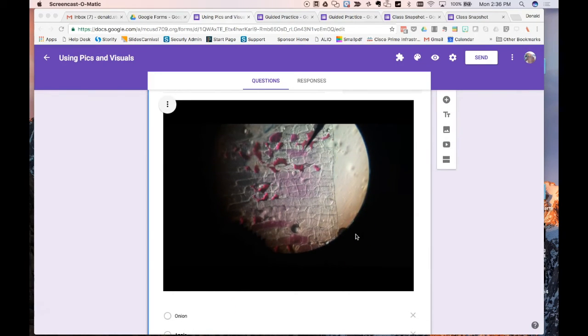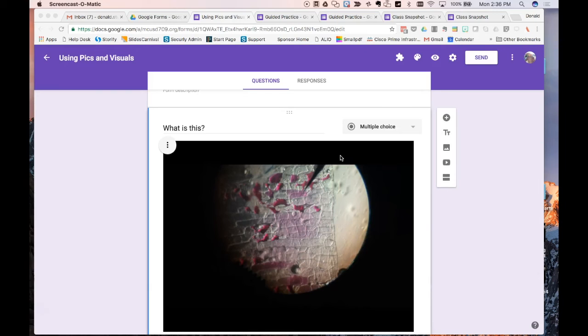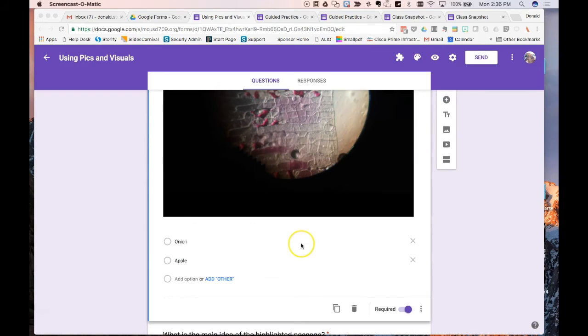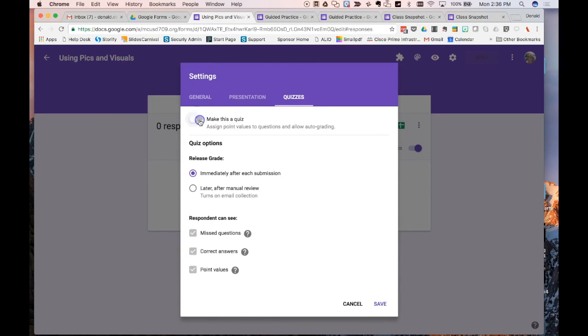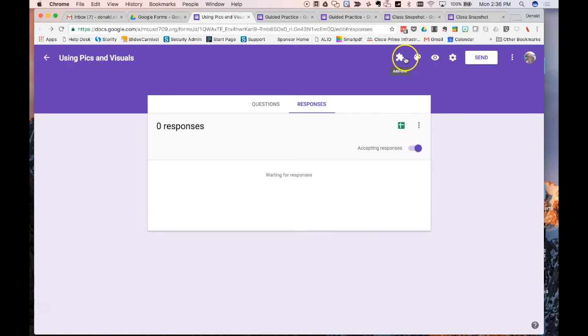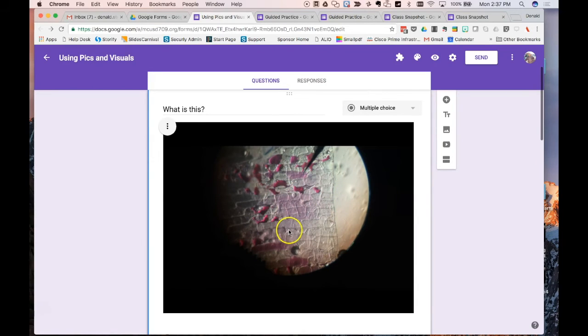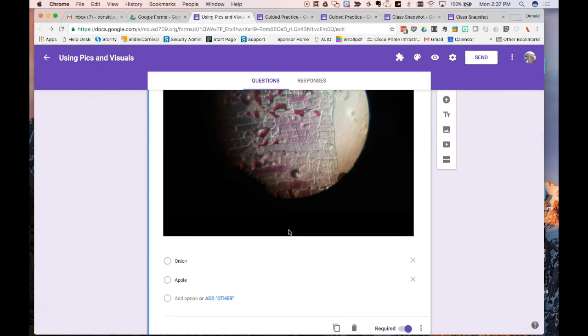here's this picture of something under a microscope, and so you can, as a formative assessment, having talked about this as a class, go in here and say, well, what is this? Onion or apple, or you could have as many choices as you want. You could do these as a quiz, like we've talked about before, so that there is a right or wrong answer, or you could do it as a preview activity. So if people didn't know what this is, they had no way of really knowing, this could be more of that preview activity.